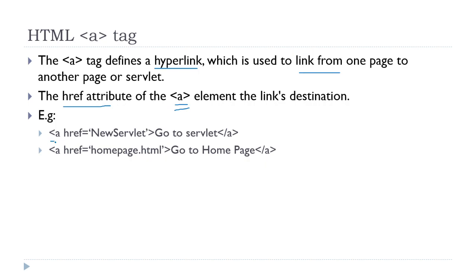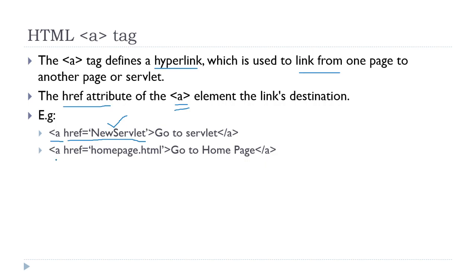You just have to write a, and in the value for href, you specify the URL pattern of the resource. In case it is a servlet, then the servlet has a URL pattern which is described in the web.xml file, which is the deployment descriptor, and usually it is the same as the class name. That is why here we are giving new servlet, which is the URL pattern of some servlet.